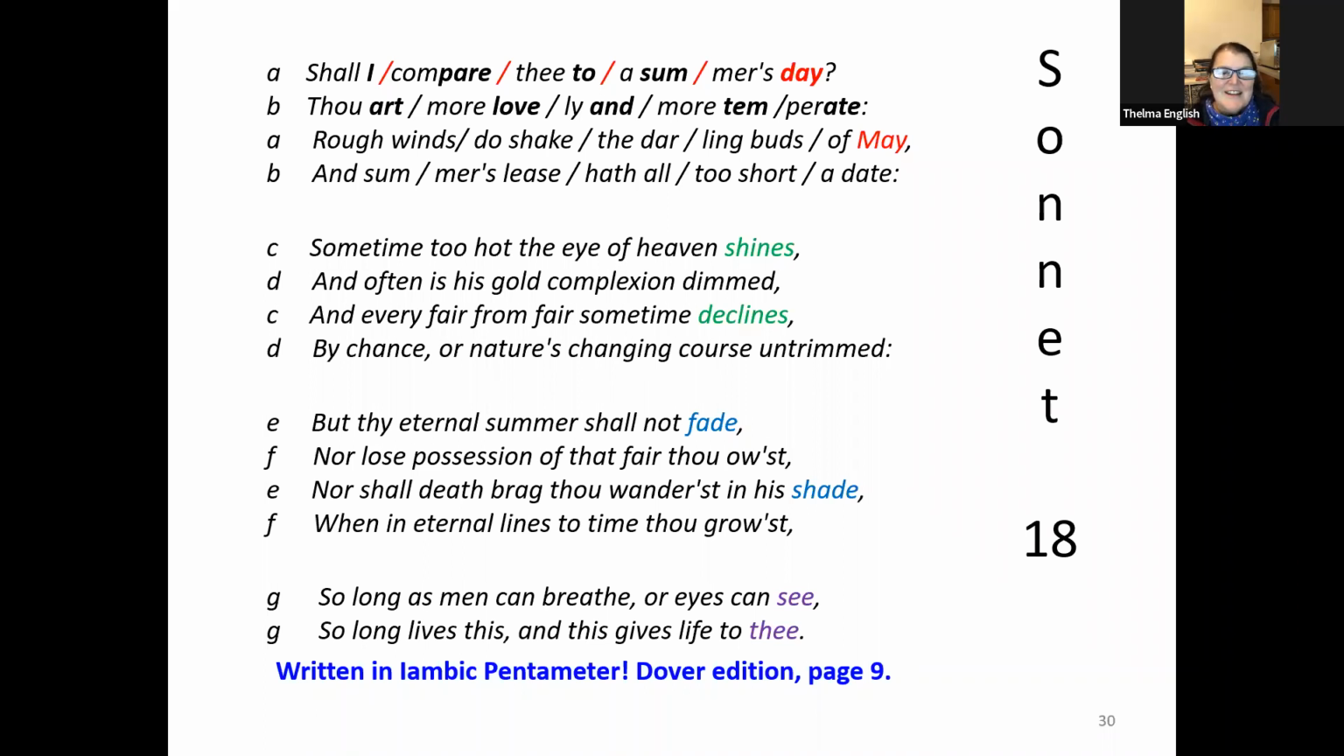Isn't that a great sonnet? This is one of my favorites. So even as long as people can breathe, they can read this, as long as they can see it to read it. And this gives life to this person even after he or she dies.